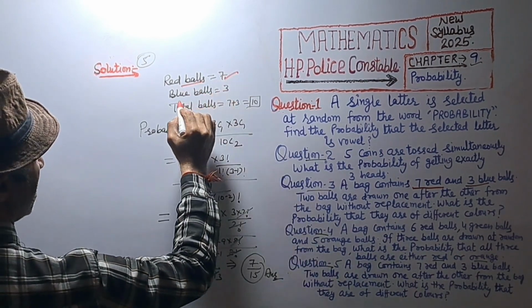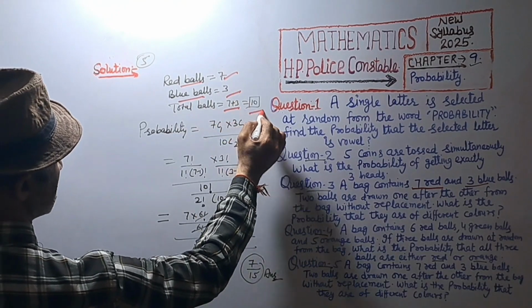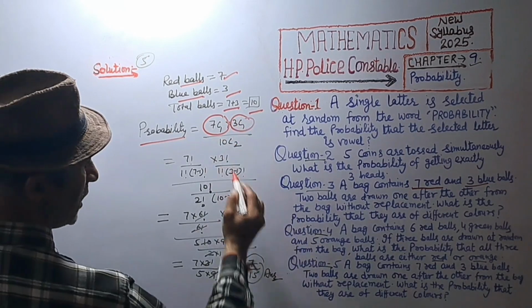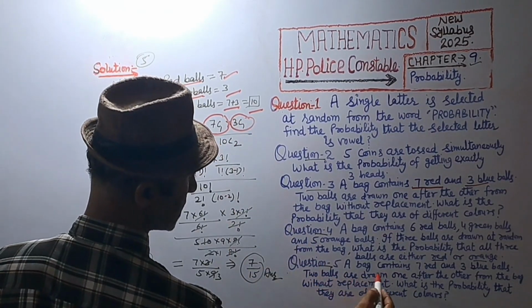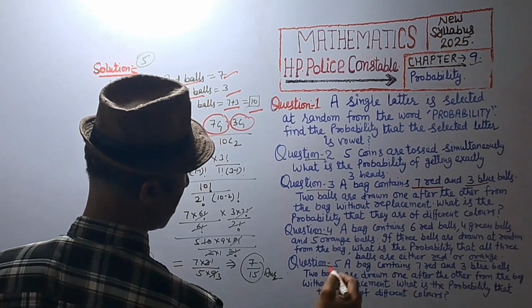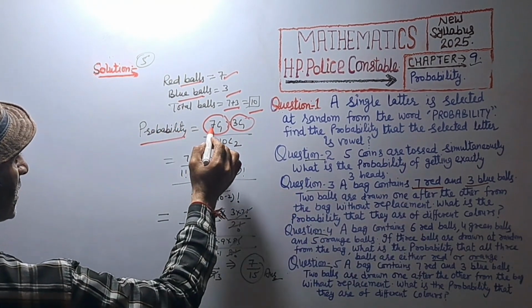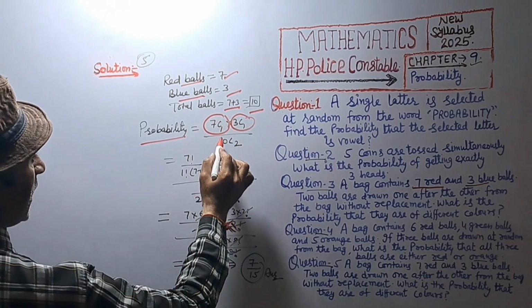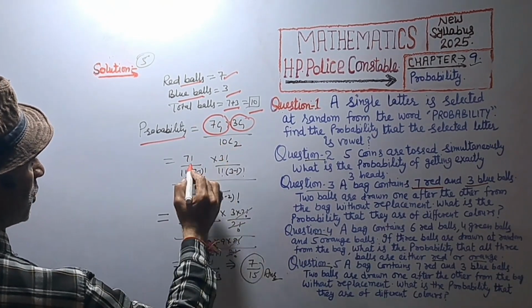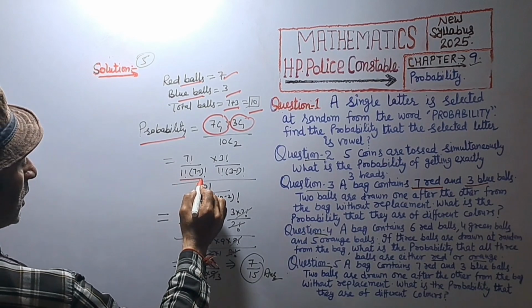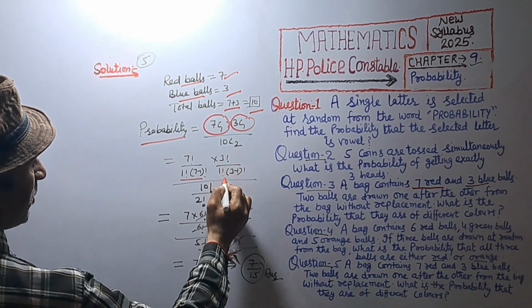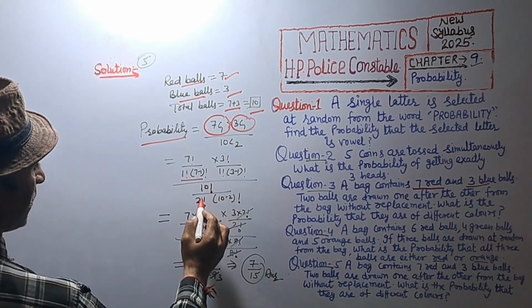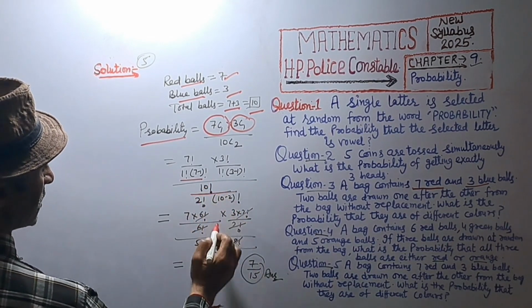Red balls 7, blue balls 3, total balls 10. Required probability is 7C1 into 3C1. Two balls are drawn one after the other from the bag without replacement. So the combination is 7C1 into 3C1 divided by 7 plus 3, 10, 1 plus 1, 2, 10C2. 7 factorial upon 1 factorial into 7 minus 1 factorial, 3 factorial upon 1 factorial into 3 minus 1 factorial, divided by 10 factorial upon 2 factorial into 10 minus 2 factorial.